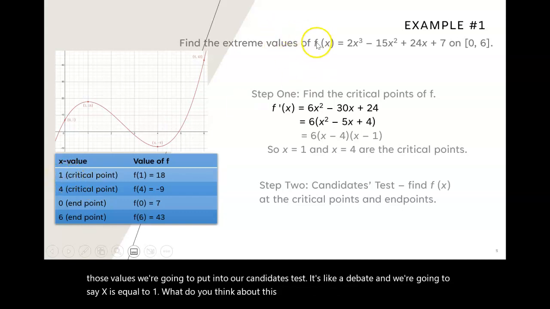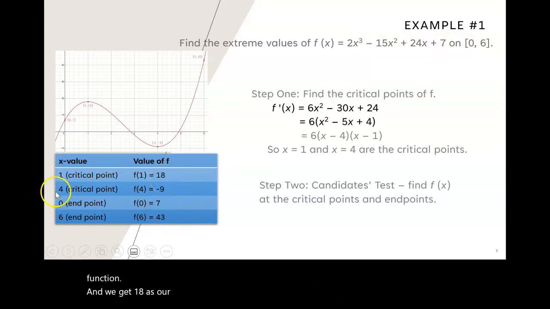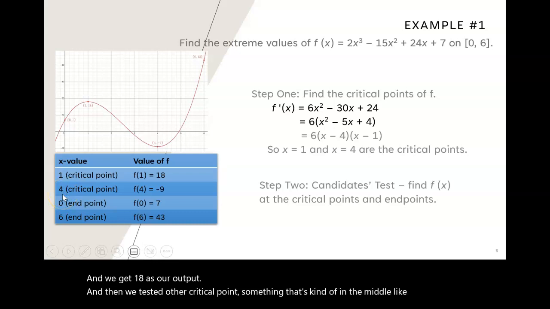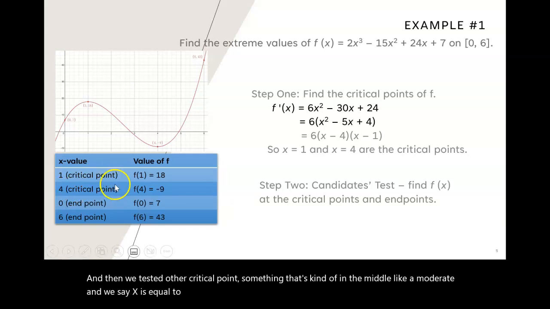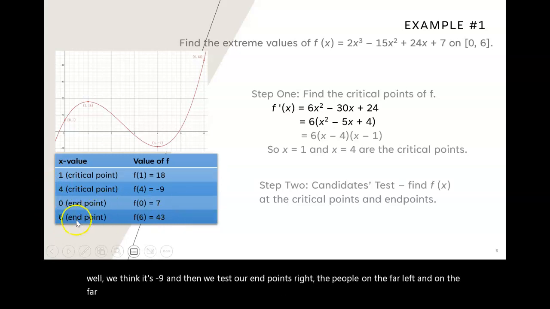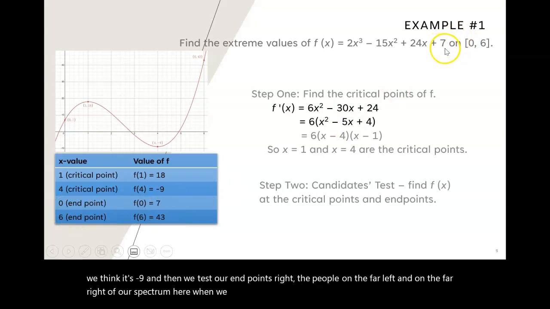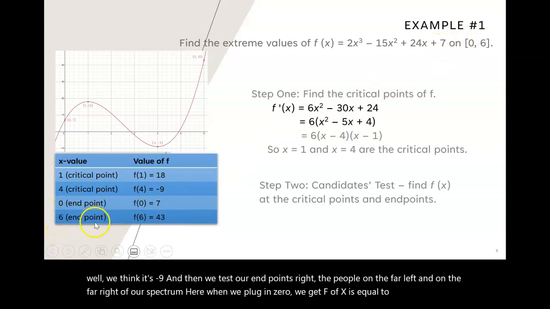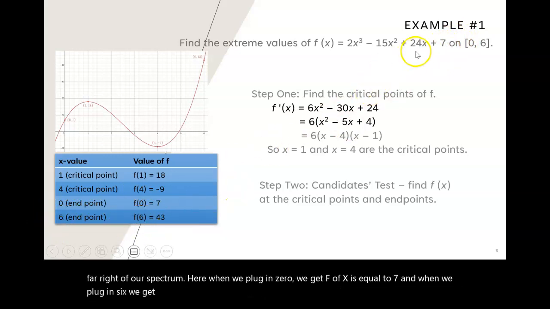And we plug x is equal to 1 into our function, and we get 18 as our output. And then we test another critical point, something that's kind of in the middle, like a moderate. And we say x is equal to 4. Well, what do you think about this function? And f of 4 says, well, we think it's -9. And then we test our endpoints, the people on the far left and on the far right of our spectrum here. When we plug in 0, we get f of x is equal to 7. And when we plug in 6, we get f of 6 is equal to 43.